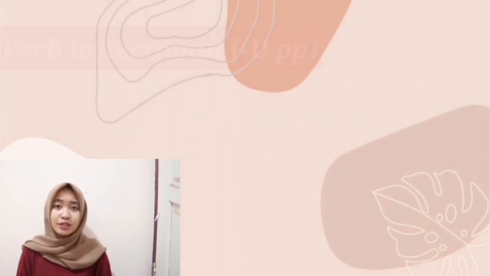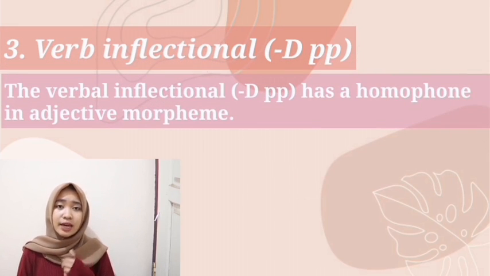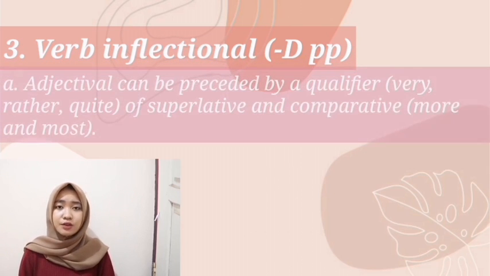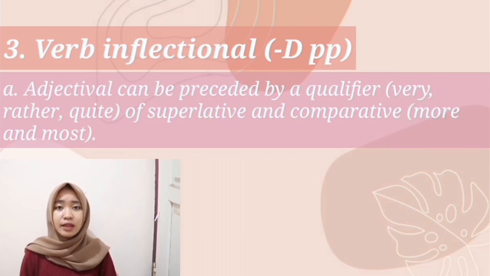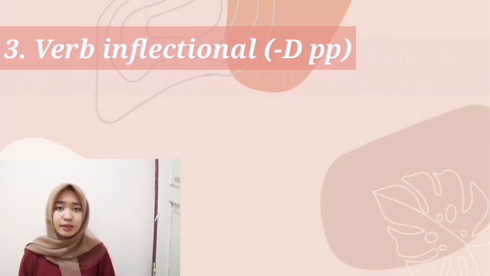Okay, now we move to the third form of the homophones. This is verbal inflectional D. Well, verbal inflectional D has homophones in adjective morphemes. An adjective can be preceded by a qualifier like very, rather, and quite, or by the superlative and comparative like more and most. For example, "Helen was excited with her new job." And then the second example, "She was a devoted mother."